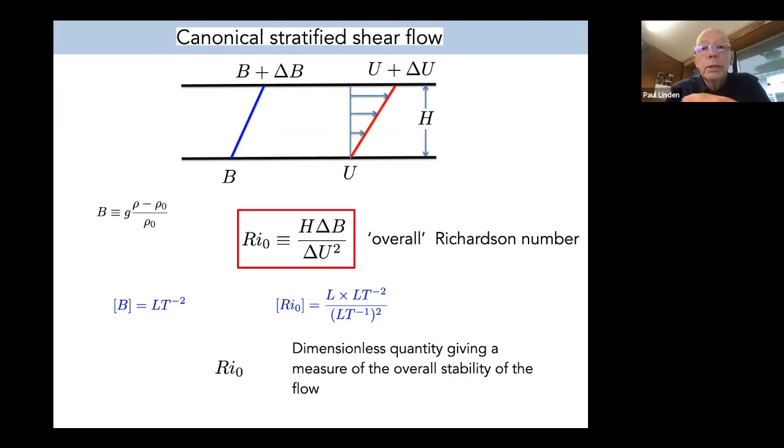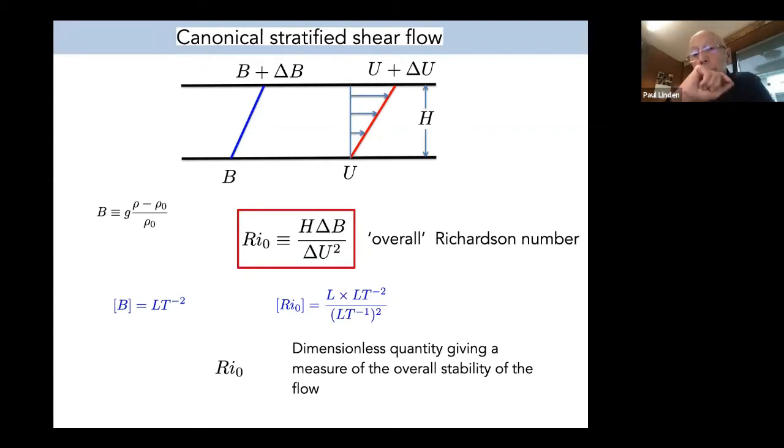So just imagine that we have a flow in which the density varies, and so the buoyancy varies linearly at a constant rate from a value B at the bottom to a higher buoyancy, so stably stratified, highest buoyancy at the top, B plus delta B. I've written the definition of B on the left hand side here. Again, it's g, the density minus rho 0 over rho 0.